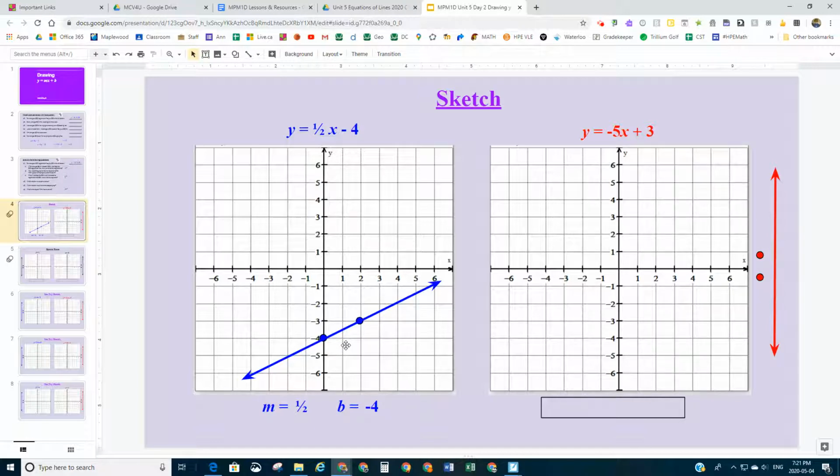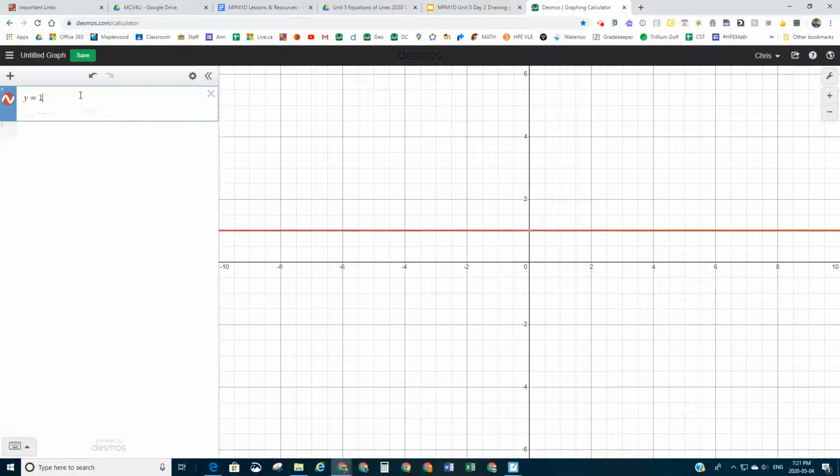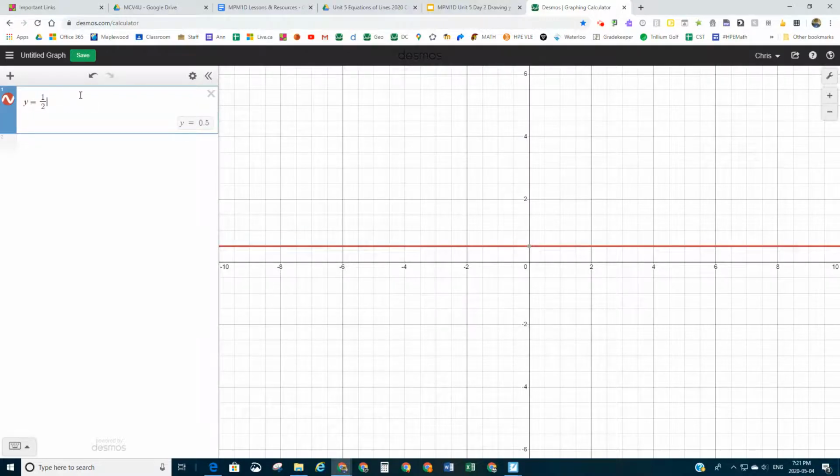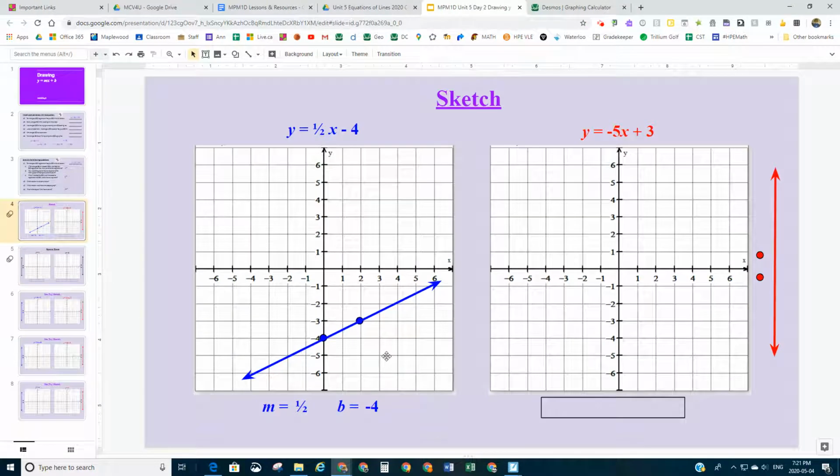If you wanted, you could always go to Desmos. Just open up a new graph, type in desmos.com/calculator, and you can put that in there. So y equals 1/2, move the cursor over, x minus 4. And look, there's our graph there, and it looks an awful lot like the one we just did. All right, next. This is y equals -5x plus 3.